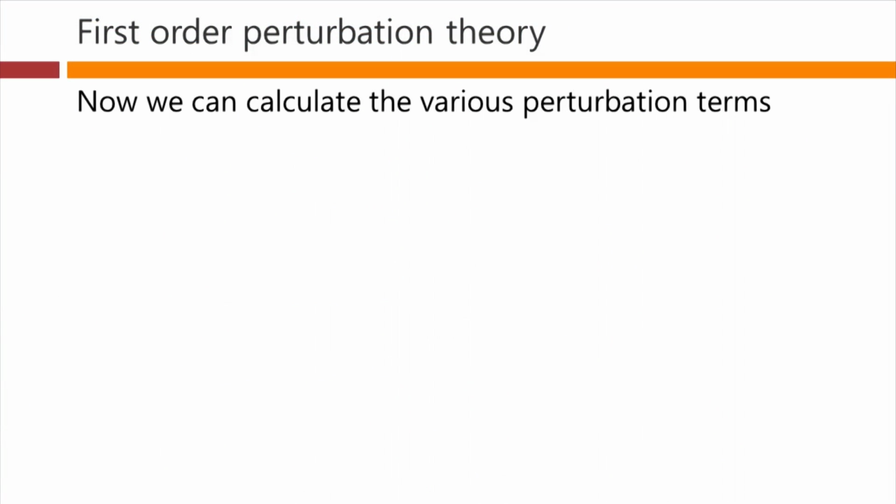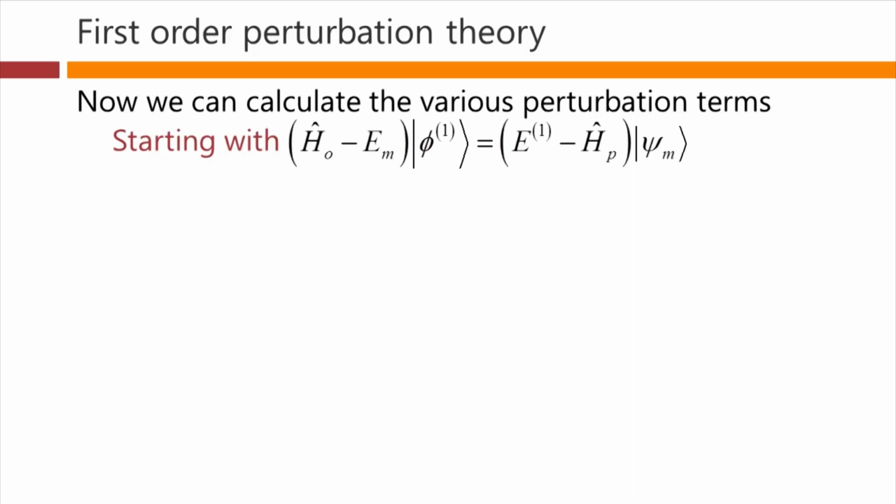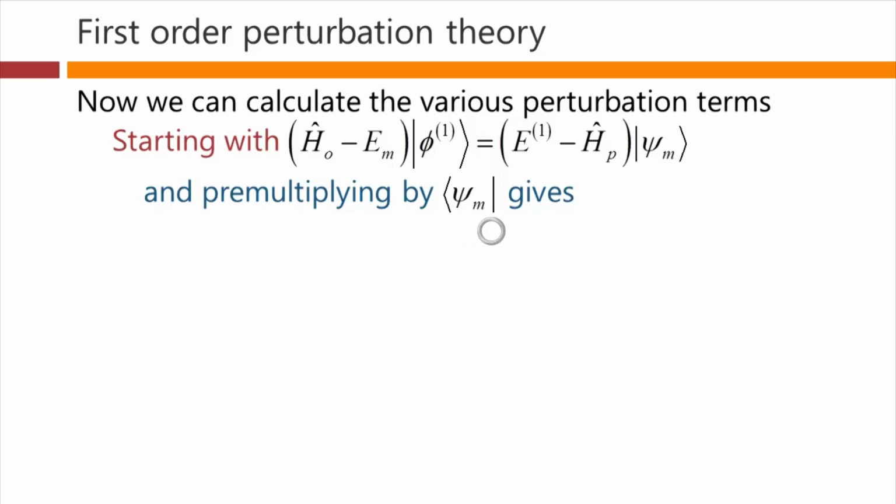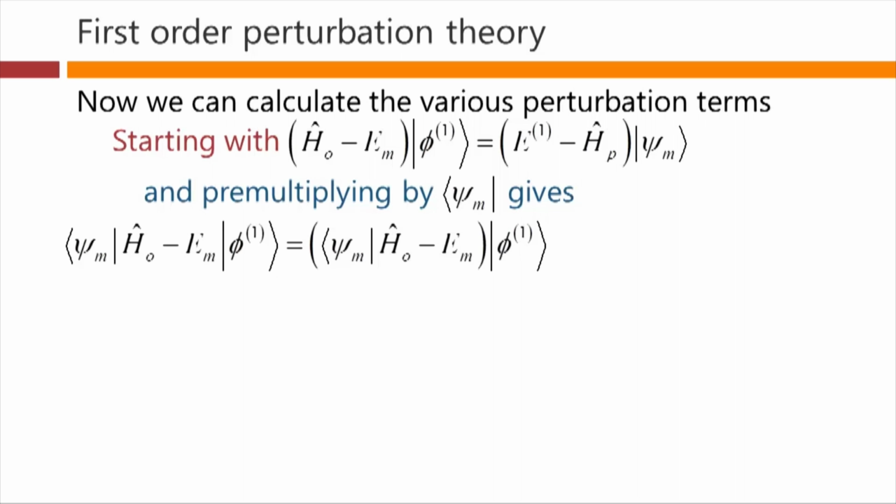Now we can calculate the various perturbation terms. We're going to start with our first order equation here, and we're going to pre-multiply by psi m. Remember, we had decided that we were going to look at perturbations to this specific state, psi m. So doing so, on the left-hand side here, multiplying by psi m on the left-hand side of this equation, we can associate, if we like, with this parenthesis.